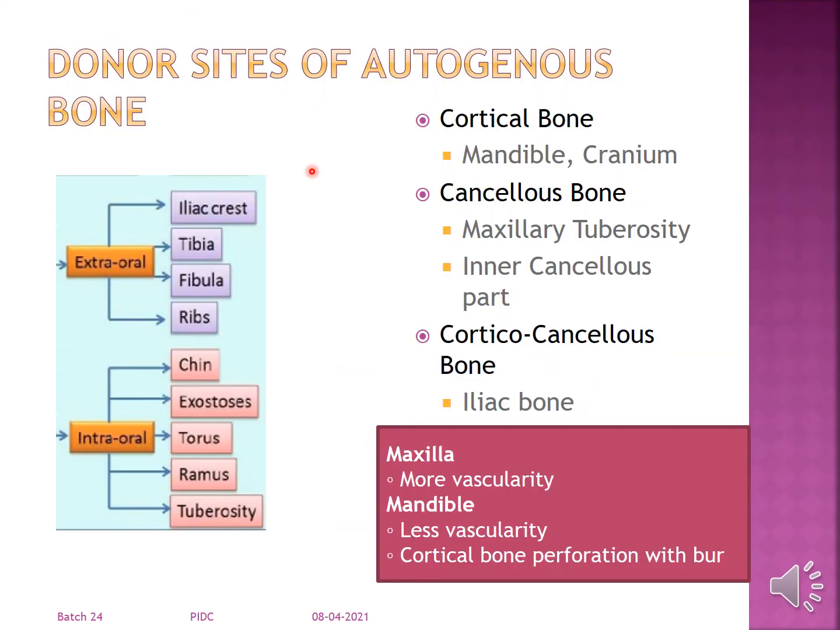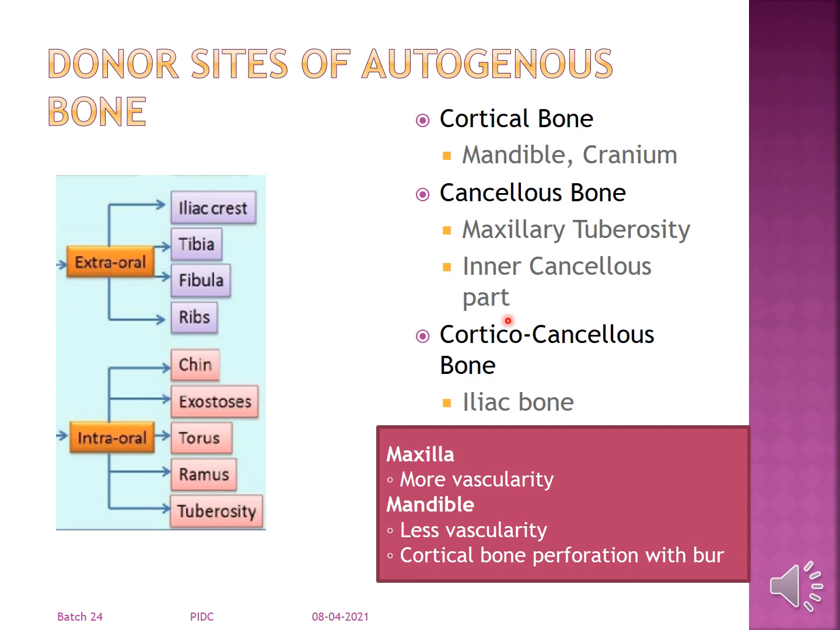Coming on to the donor sites of autogenous bone, generally extraoral and intraoral. Extraoral sites include a lot of them: iliac crest, tibia, fibula, and ribs. From these sites, bone can be taken. Whereas intraoral sites, you can take it from your chin, exostosis, torus, ramus, and tuberosity. If you want your graft material to be more of a cortical bone, then select the mandible or the cranium region. If you want more of a cancellous bone, then your area should be the maxillary tuberosity or the inner cancellous part.